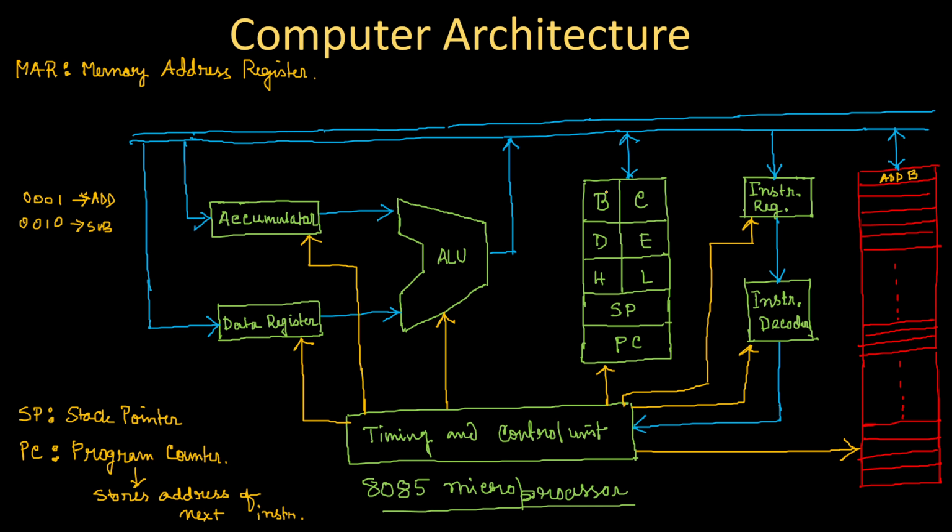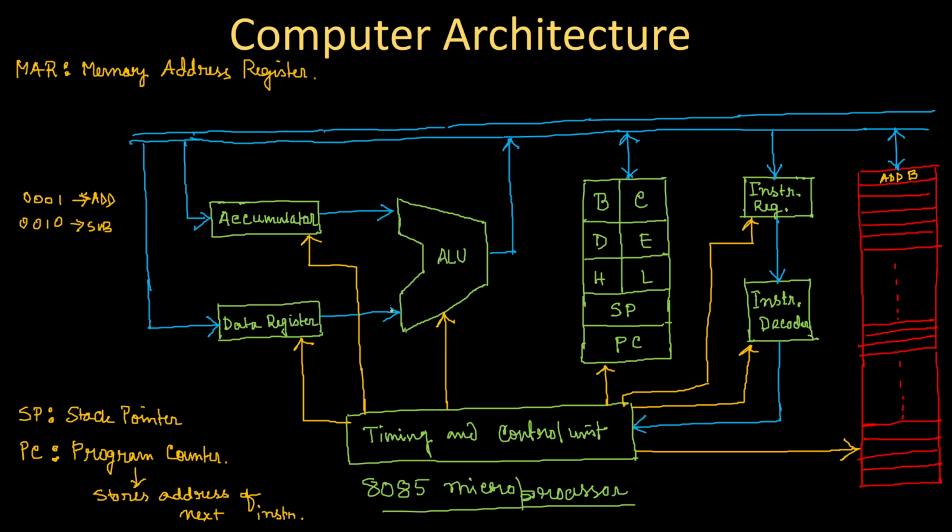So if it wants to add that, what the processor has to do, let's try to realize the steps. The processor has to read the data from B and store it into the data register. The other data is already available in the accumulator. After storing in the data register, the addition control input to the ALU should be generated, and then the read input of the ALU should be generated.